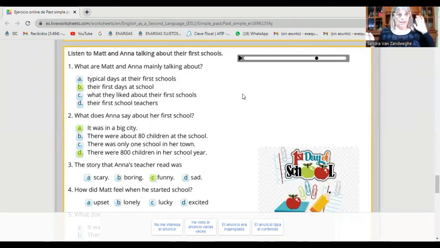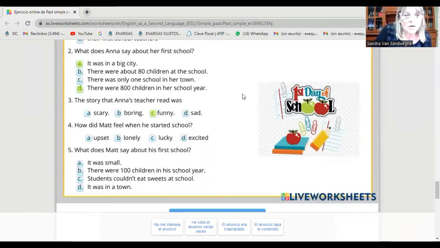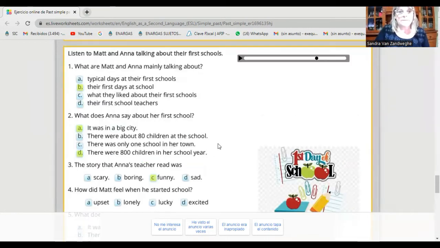Village no es la villa, porque se escribe así, no es la villa que pensamos nosotros, sino que es una localidad pequeña, ¿sí? Bien, a ver qué teníamos que recordar. What does Matt say about his first school? It was small. Cuidado, no dice que la escuela era pequeña. The village was small, ¿ok? Bien, vamos a ver.